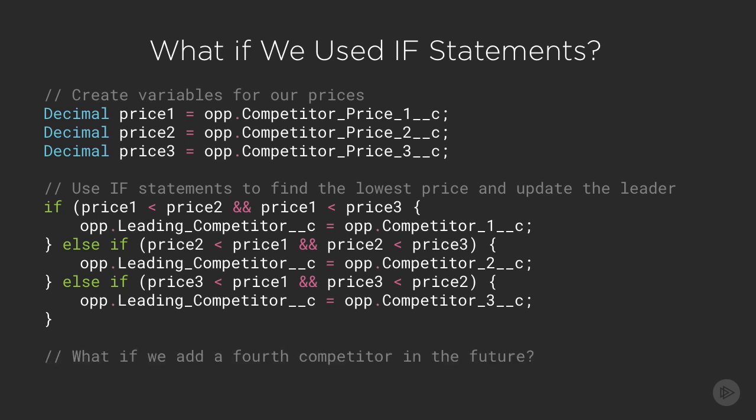What if in the future, we added a 4th set of competitor fields? Sure, we'd be able to update this code to include that, but you can imagine this code to get a lot longer if so. Then, what if we added a 5th set of competitors? Well, this code really doesn't scale well the more competitors we have. Our if statements could get really, really ugly.